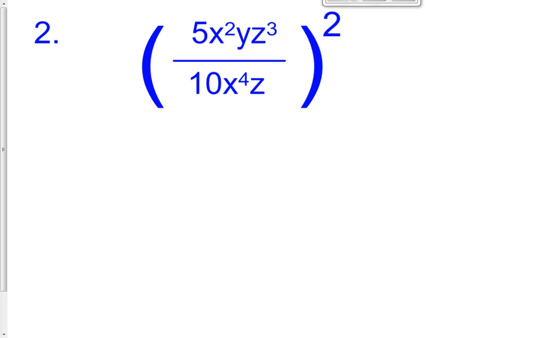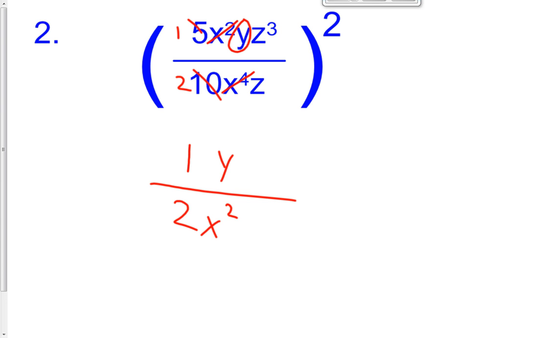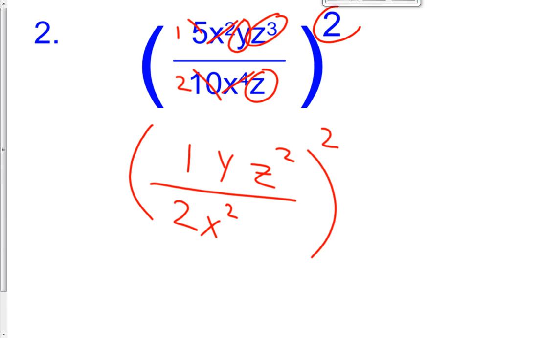So now for problem number 2, we could square the numerator and then square the denominator and then reduce, or we can reduce first and then square everything at the end. I think it's easier to reduce first because then you get smaller numbers. So this becomes 1/2. X squared and x to the fourth makes an x squared on the bottom. And then you only have a y, so that stays in the numerator. And then z cubed divided by z to the first is z squared. So now you have this, all of that is still squared.